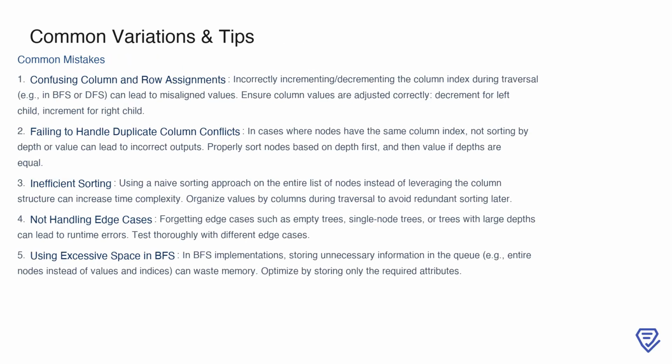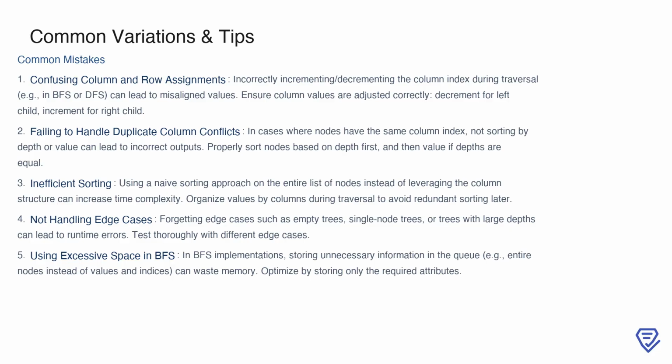When solving this problem, there are several common mistakes to watch out for, starting with column and row assignments. It's easy to mix these up during traversal, especially in BFS or DFS. Remember that for the left child, you decrement the column index, and for the right child, you increment it. If this adjustment isn't done correctly, the values can become misaligned.